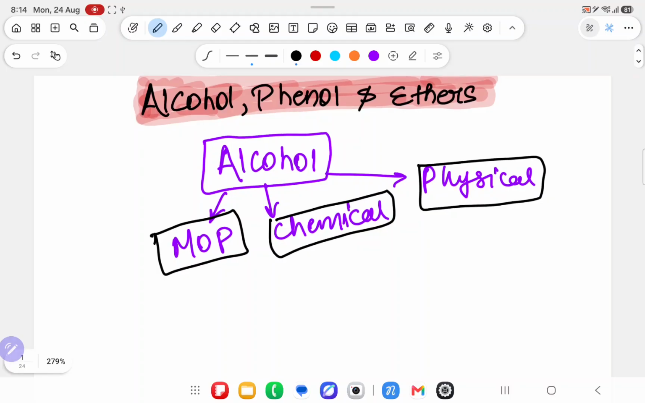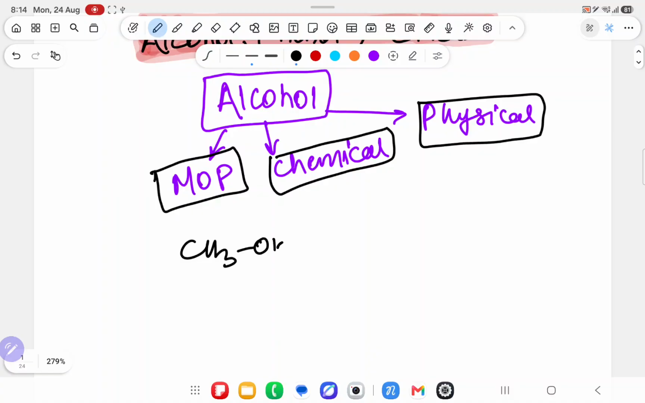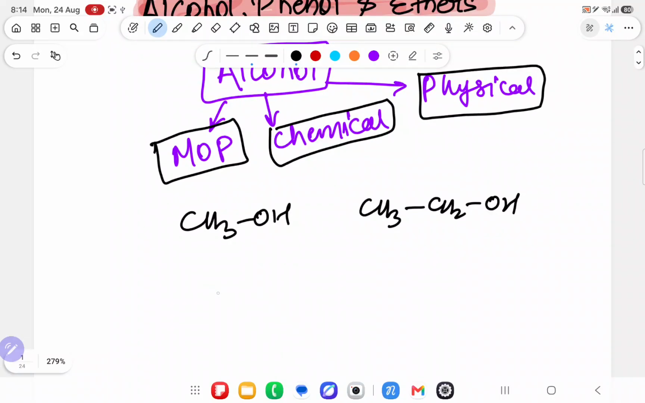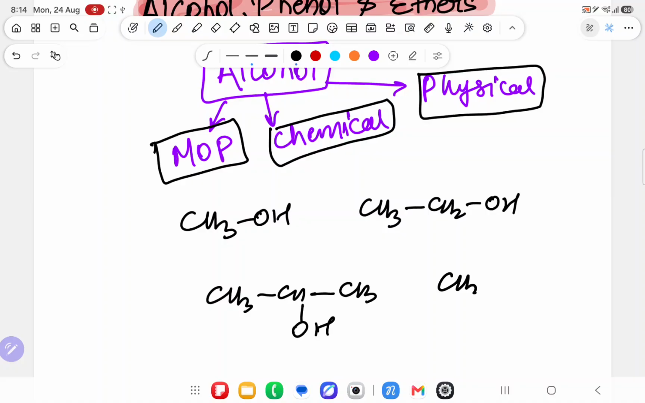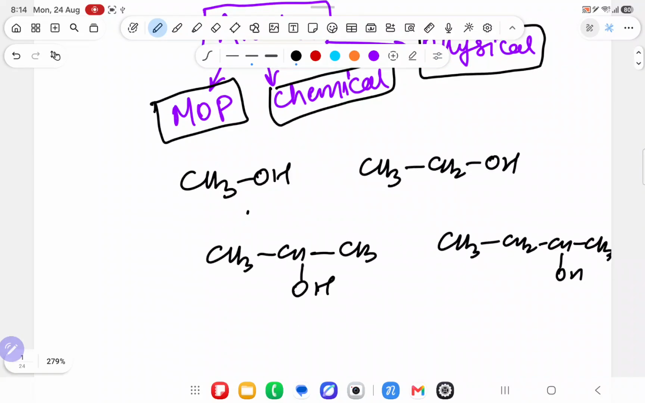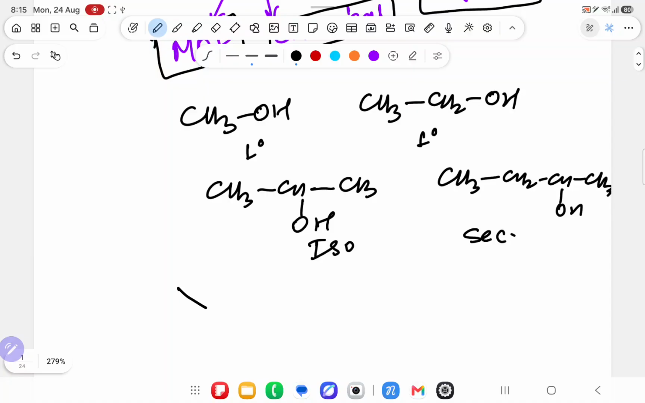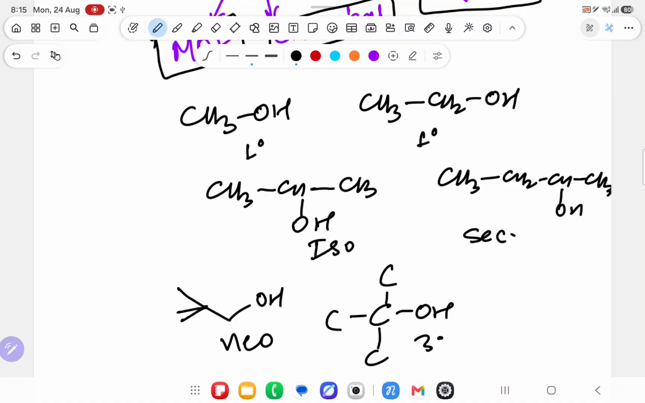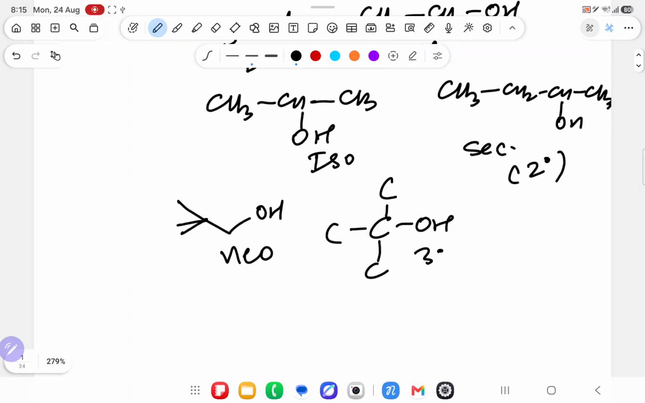Now, basic things you already know: CH3OH is 1 degree, primary, methyl alcohol. CH3CH2OH is 1 degree ethyl alcohol. CH3CHOHCH3 is isopropyl alcohol. CH3CH2CHOHCH3 is secondary alcohol. This is 1 degree, this is 1 degree, this is iso, this is secondary. This is neo. This is 3 degree, tertiary. This is 2 degree; secondary means 2 degree.